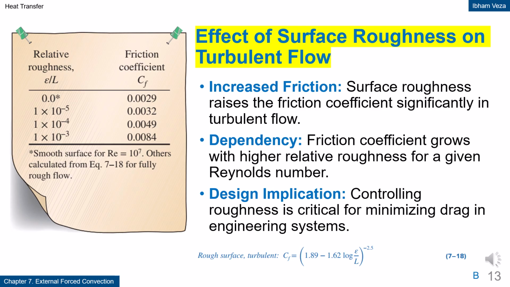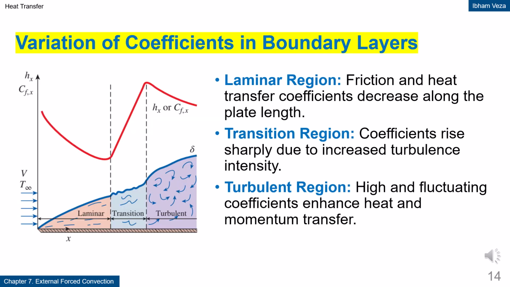This shows that surface quality plays an important role in aerodynamic performance. Therefore, controlling surface roughness is a key aspect in engineering design. Variation of coefficients in boundary layers.